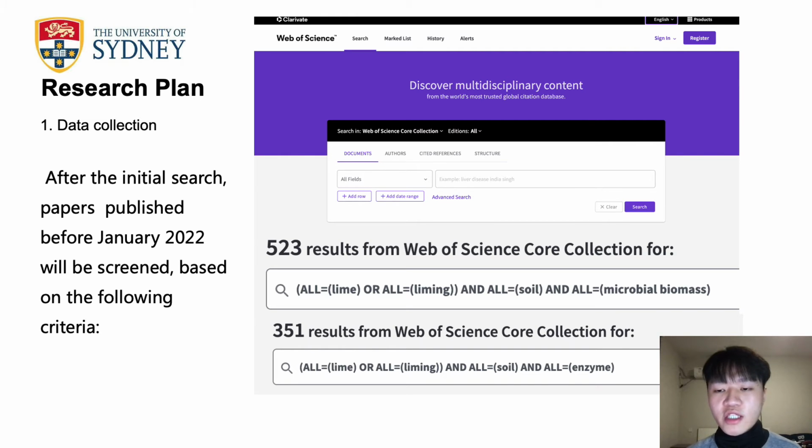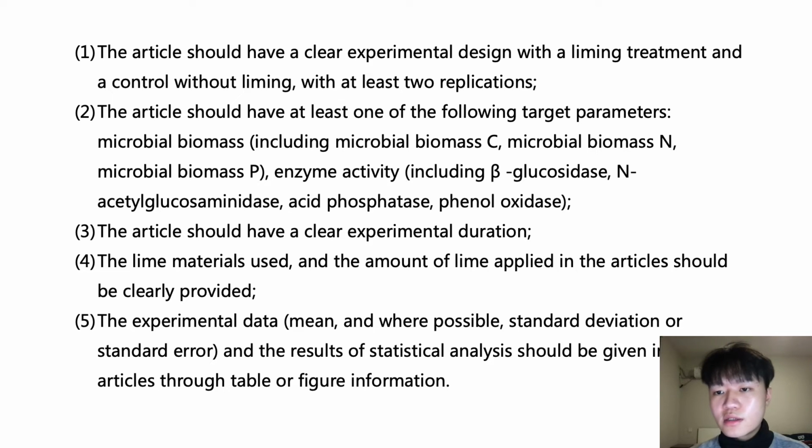papers published before January 2022 will be screened, and they will be selected based on the following criteria. At first, the experiment in the paper should have at least 2 replications. Next, the paper should involve information on microbial biomass or enzyme activity. Then the experiment duration must be clear, with specific liming instructions, such as the amount of lime used and the type of lime. Finally, in order to make good use of these articles, the paper should contain necessary experimental data, like the mean value, the standard deviation, or the standard error.